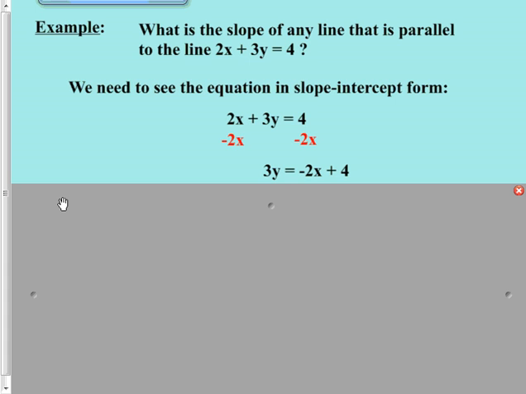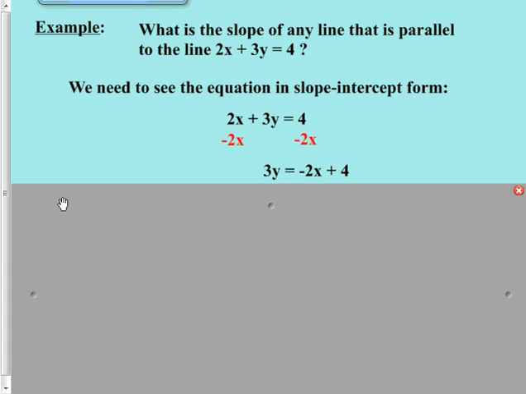Okay, and the final step of solving equations: the variable needs a positive 1 coefficient, positive 1 exponent. Right now we have 3y's. We don't want 3y's, we just want 1y. So we have to move the 3 but leave the y.